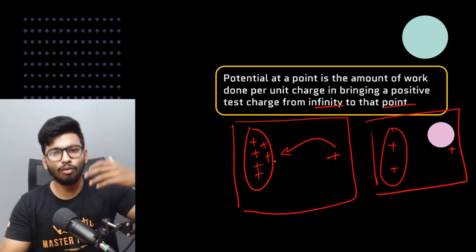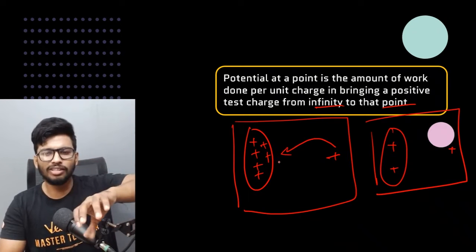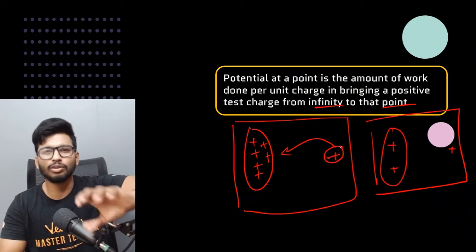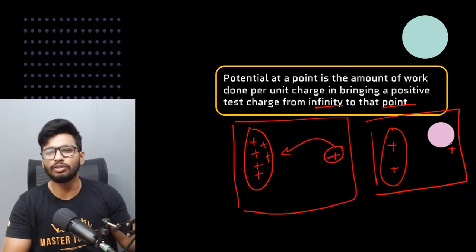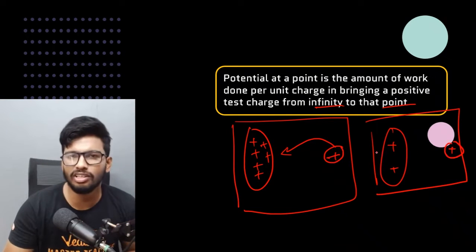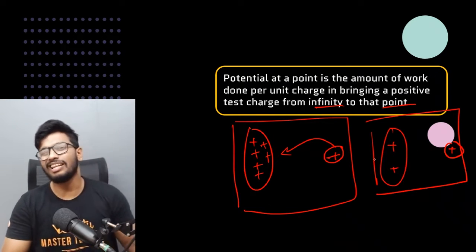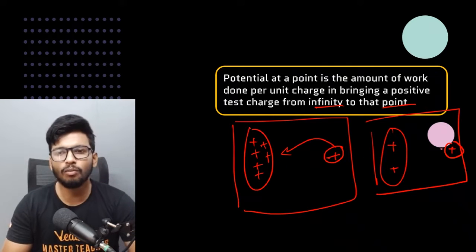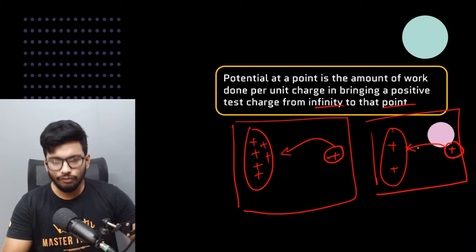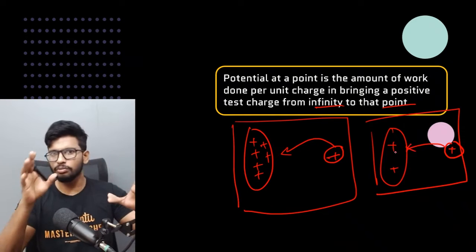Why? Because there are more positive charges. So the repulsive force felt by this unit charge will be comparatively higher than in the second scenario, because the number of positive charges on this plate is lesser. So the work done would be lesser. So there's a clear difference in work done between these two, right?